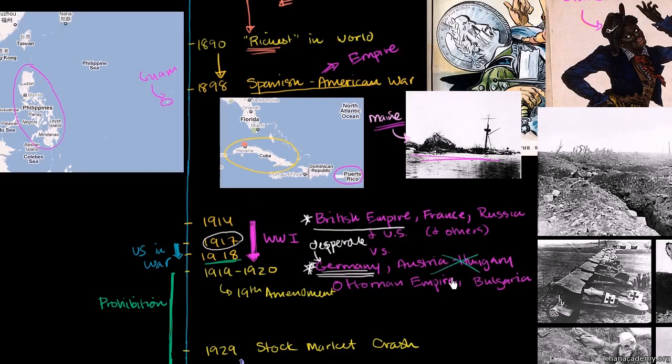Austria-Hungary no longer was a nation, at least in this form. The Ottoman Empire no longer was a nation in this form. And as we'll learn later, there were huge reparations by the victors on Germany, and that to a large degree may have led to World War II, but we won't talk in depth about that right now.